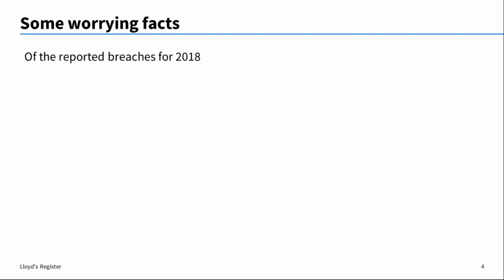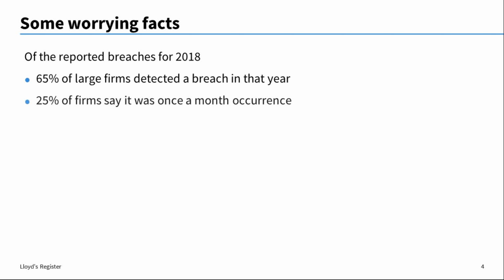Some of the facts that we want to bring together are of the breaches that were reported in 2018. 65% of large firms that were sampled confirmed that they detected a breach within 2018. 25% of those firms made a statement that they were being breached at least monthly, that this was a regular occurrence. Of small to medium enterprises, 75% were estimated to have been breached. So you can see there's a significant effort from cyber hackers trying to attack organizations.